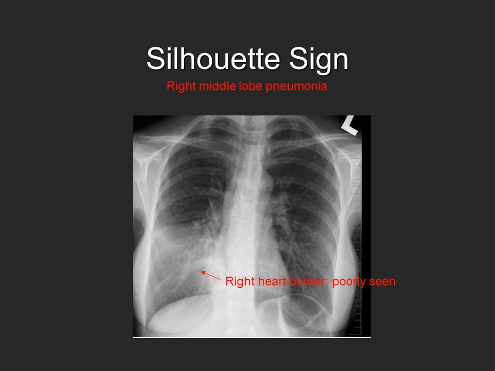This is a chest X-ray of a patient with a right middle lobe pneumonia. Notice that the right heart border is poorly seen. This loss of a normally appearing interface, which is usually due to an opacification in the lung, is known as a silhouette sign.